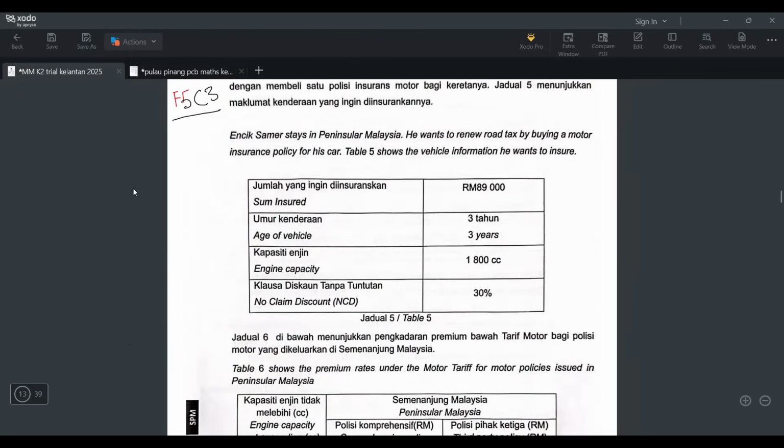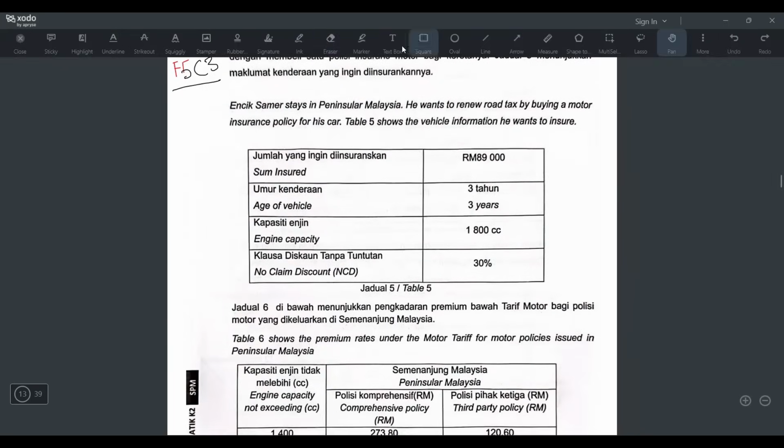So now let's read. Encik Samer stands in Peninsula. See? I told you right. Dia mesti kena bagi tahu dia punya location. So Peninsula meaning 26. Later, if I need to find the basic premium or comprehensive, kena ambil 26 ringgit.